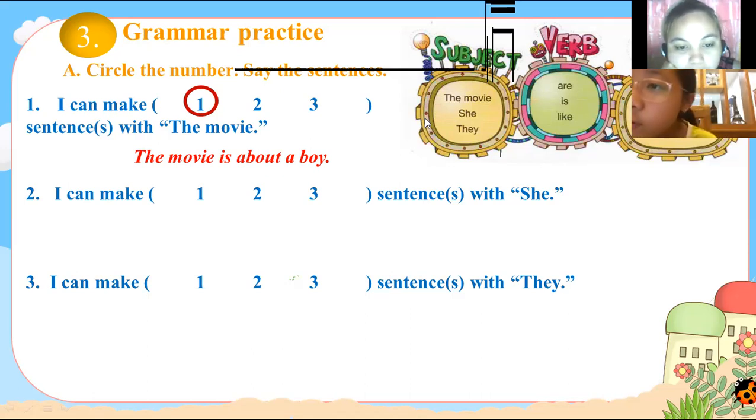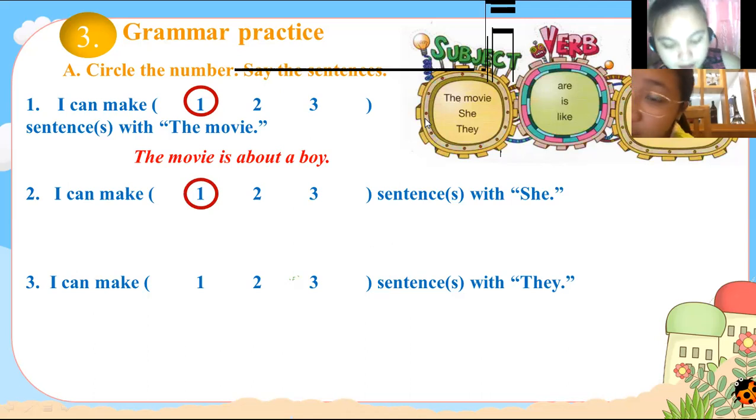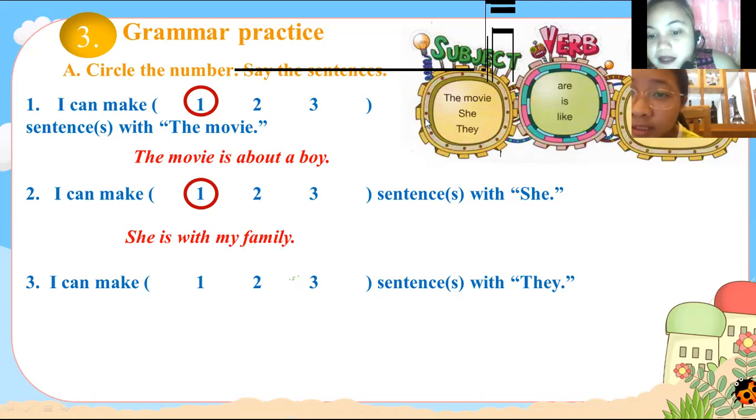Okay, so how about number two? Oh, you try answering it. One. Okay, one also. What is this sentence? She like fantasy movie. She is with my family or she like. No, like is wrong. It must be likes. She likes fantasy movies, okay? So the answer is she is with my family. Okay, number three.